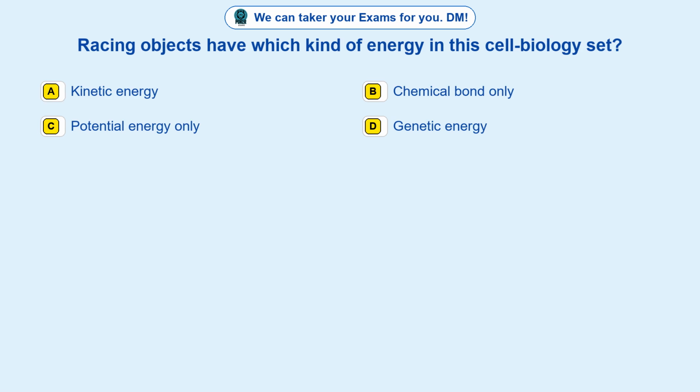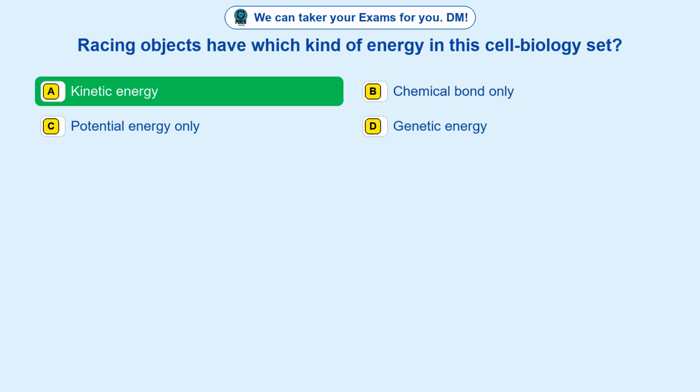Question 60. Racing objects have which kind of energy in this cell biology set? Option A, kinetic energy. Option B, chemical bond only. Option C, potential energy only. Option D, genetic energy. The correct answer is option A, kinetic energy.